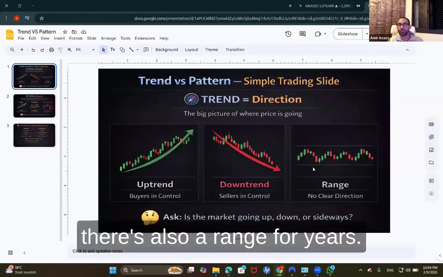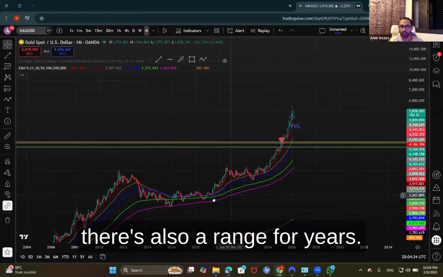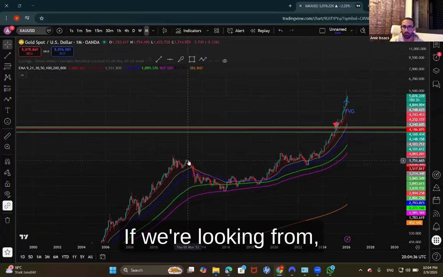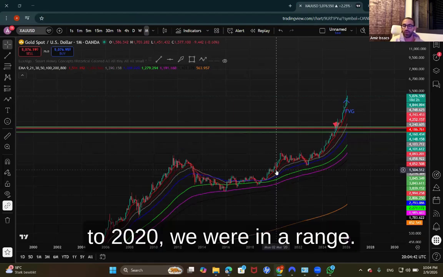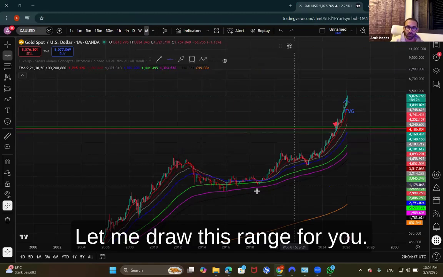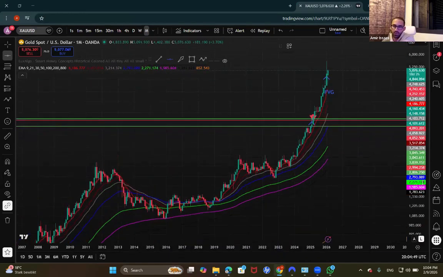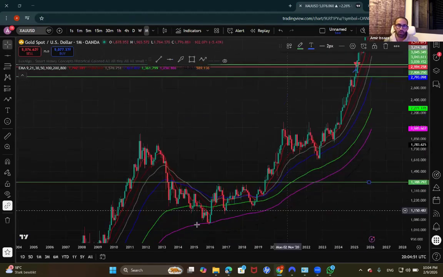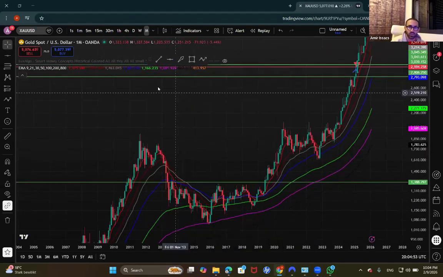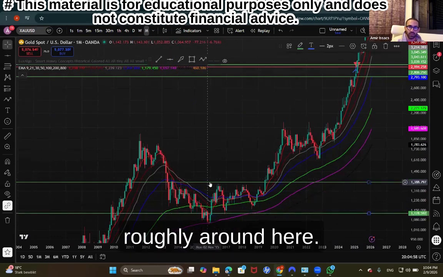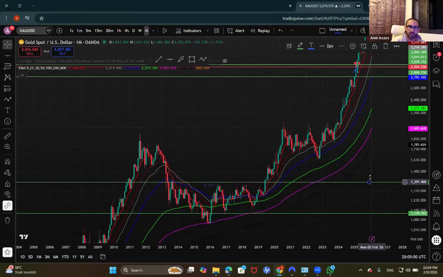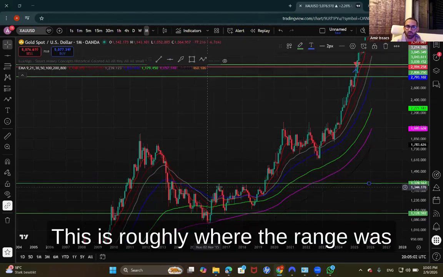Now, there's also a range. For years, from the year of 13 all the way to 2020, we were in a range. Let me draw this range for you. Here we go. This was the range. Roughly around here. And let's move this line. This is roughly where the range was.